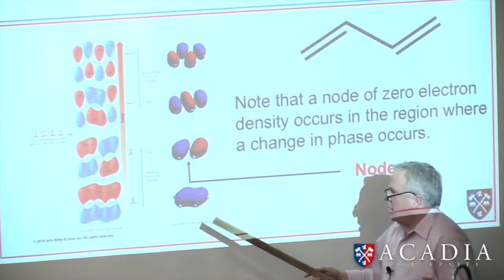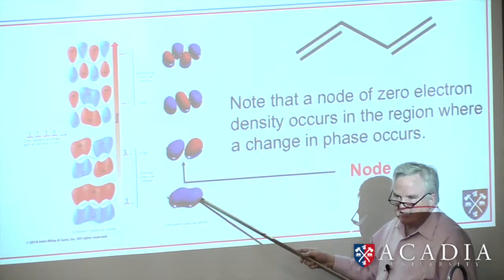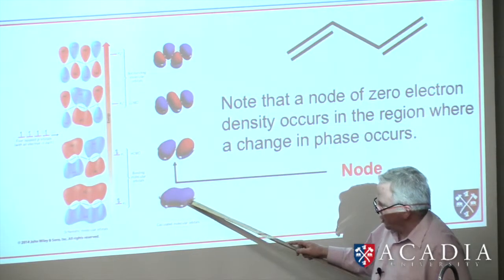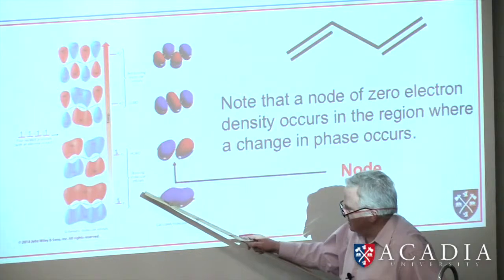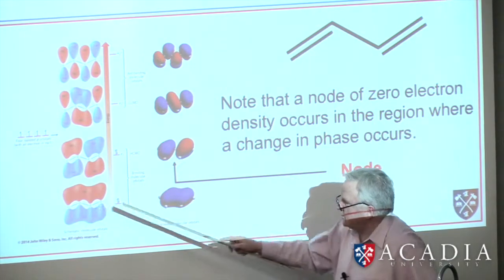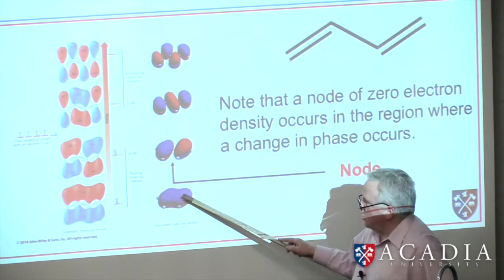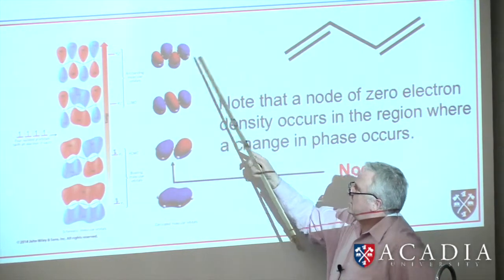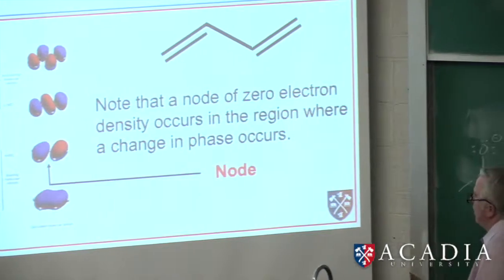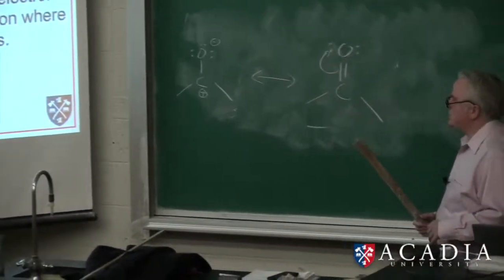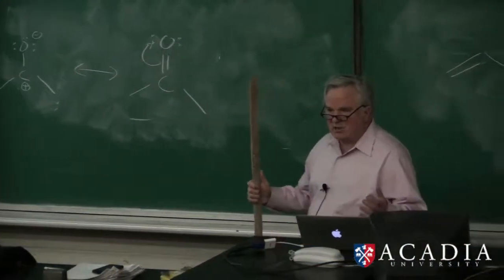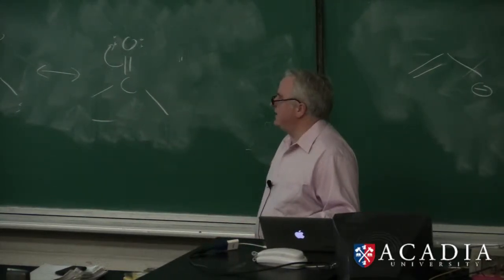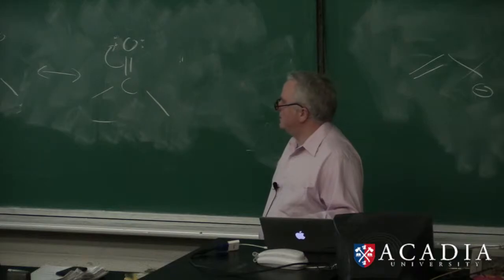This is a calculation showing the electron density, a better description, I suppose, of where the electrons are located. Notice that our lowest energy orbital has no nodes. There's 1 node, there's 2 nodes, and there's 3 nodes. So a node of 0 electron density occurs in the region where a change in phase occurs between the p orbitals that are mixing. We can continue to extend this.